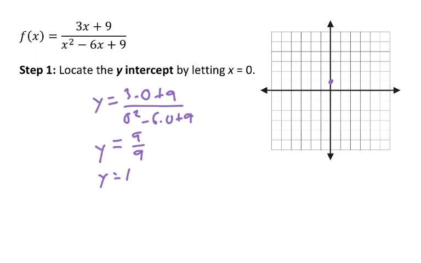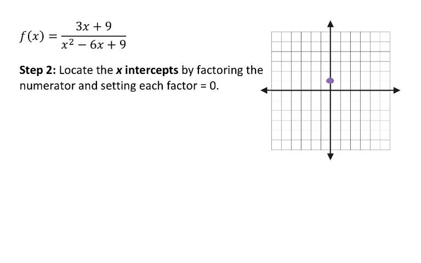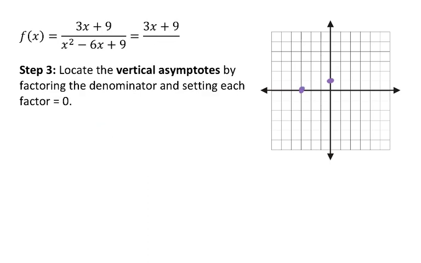That's the y-intercept. Now that we have the y-intercept, let's see if we can find the x-intercepts. The x-intercepts are found by factoring the numerator and setting each factor equal to 0. Now in this case, this numerator actually does factor. You could factor out a 3, but the expression is so simple that I think we can just solve for x directly without needing to factor out a common factor. Let's subtract 9 from both sides and then divide by 3, and we find out that the x-intercept is at -3, and we put that right there. So that's 2 points. Let's see what else we can do.